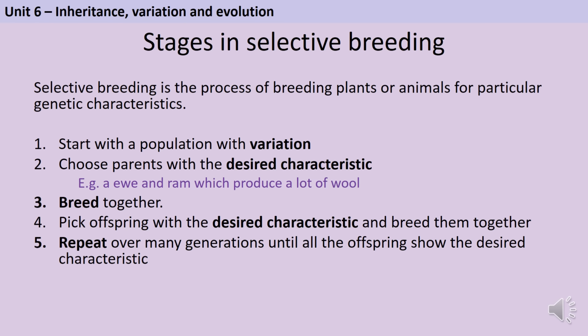And then out of those offspring, you're going to pick the ones that have the desired characteristic. Because with sexual reproduction, we do have variation in the offspring. And then you take those offspring and you breed those together. And then you look at their offspring and see, well, which ones of those have the desired characteristic. And you're going to repeat this over several generations until you have a population that all have this characteristic that you're trying to get.